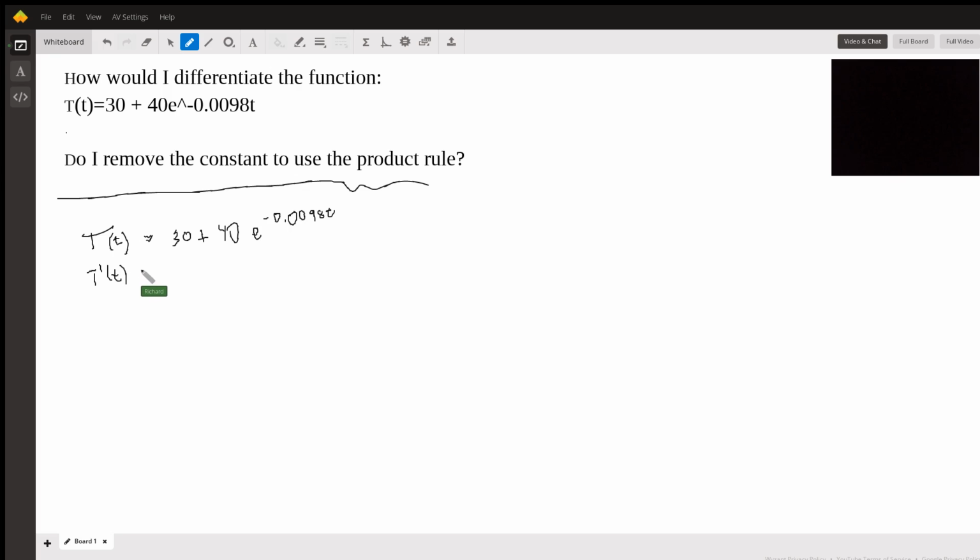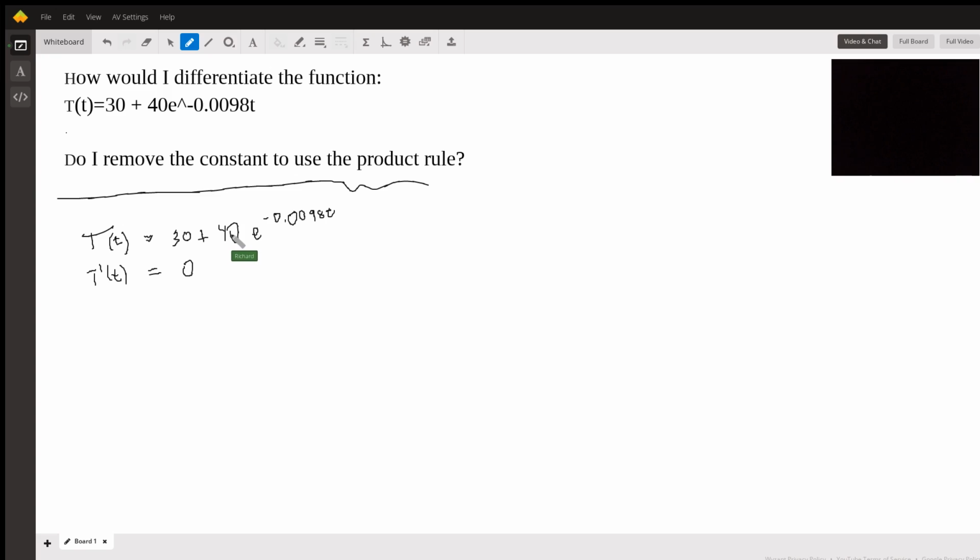or if you like, we can write it dT over dt. That's just going to get even more confusing. So let's go ahead and differentiate this. So obviously the derivative of a constant is 0. And now we're left with this, which is a product. And the student suggests, can I use the product rule? And yes, you can. So the derivative of a product is the first times the derivative of the second, plus the second times the derivative of the first.